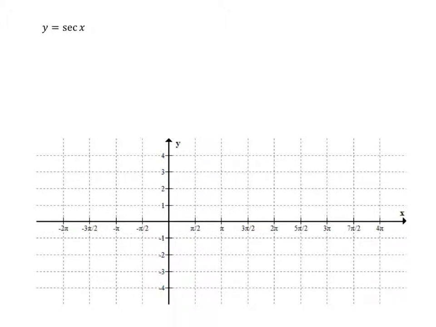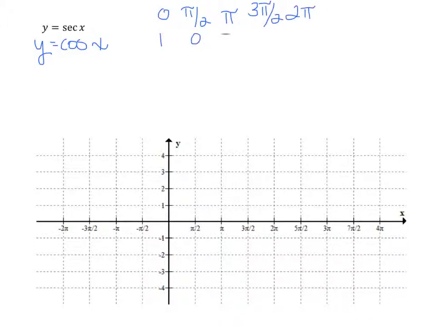When you think about the graph of secant, what I actually want you to do first is consider the graph of cosine. We know the pattern on the cosine graph, and we can easily plot those points.